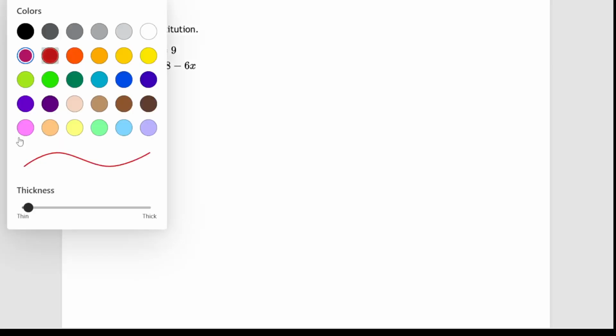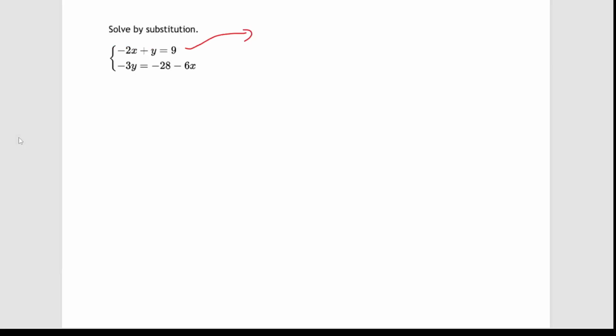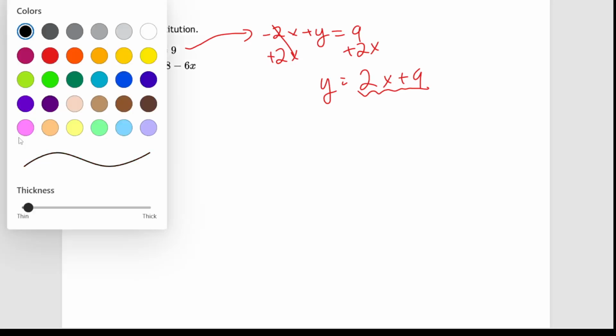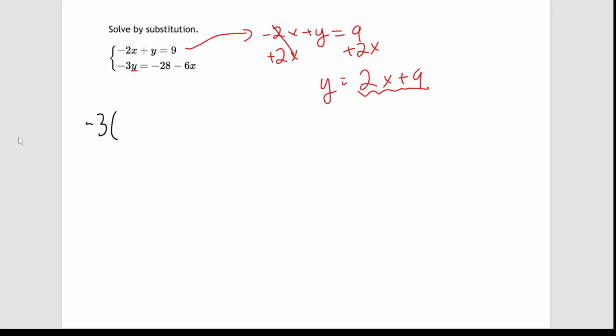So in this next one, I'm thinking that this first equation looks a little bit nicer to solve for y, because if I have -2x plus y is equal to 9, the only step I need to do to get y by itself is to add 2x to both sides, because -2x plus 2x makes 0. I'm left with y is equal to 2x plus 9, and that gives me the perfect candidate to substitute into the second equation. So in the second equation, we have -3 times y is equal to -28 minus 6x, and I'm going to replace y with what it is equal to, which is 2x plus 9.